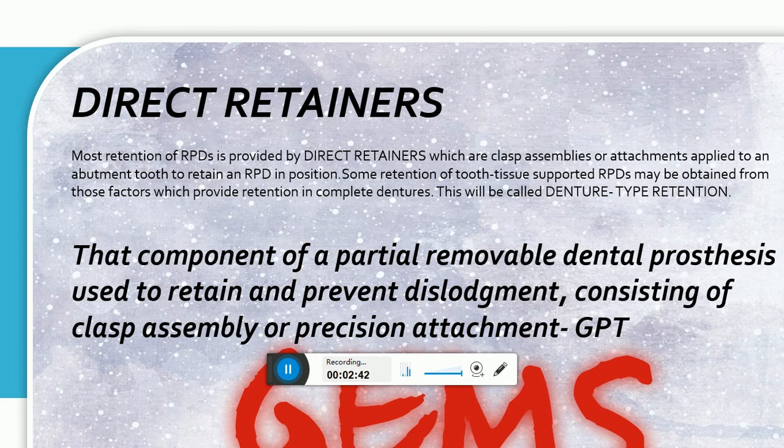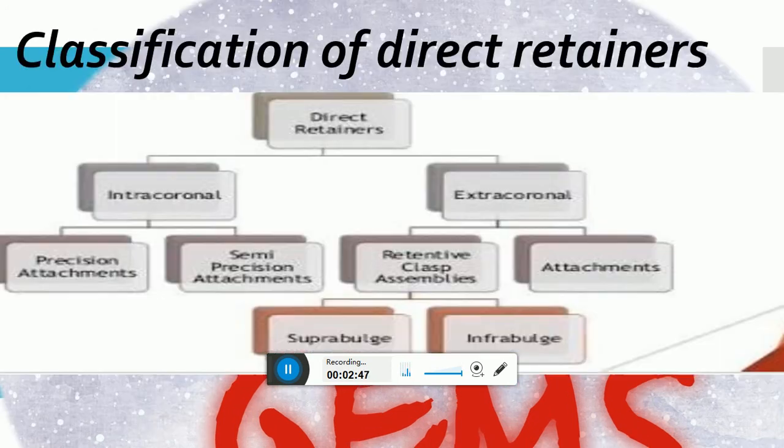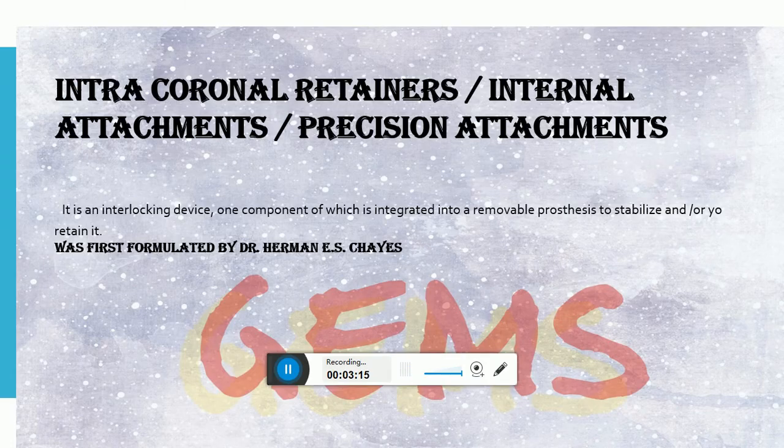Don't worry. Okay. So next, after the definition of the direct retainer comes classification. And this classification is very important. We have intracoronal and extracoronal direct retainers. In intracoronal, we have precision attachments and semi-precision attachments, correct? And in extracoronal, we have retentive clasp assemblies that can be suprabulge and infrabulge, and attachments, okay?